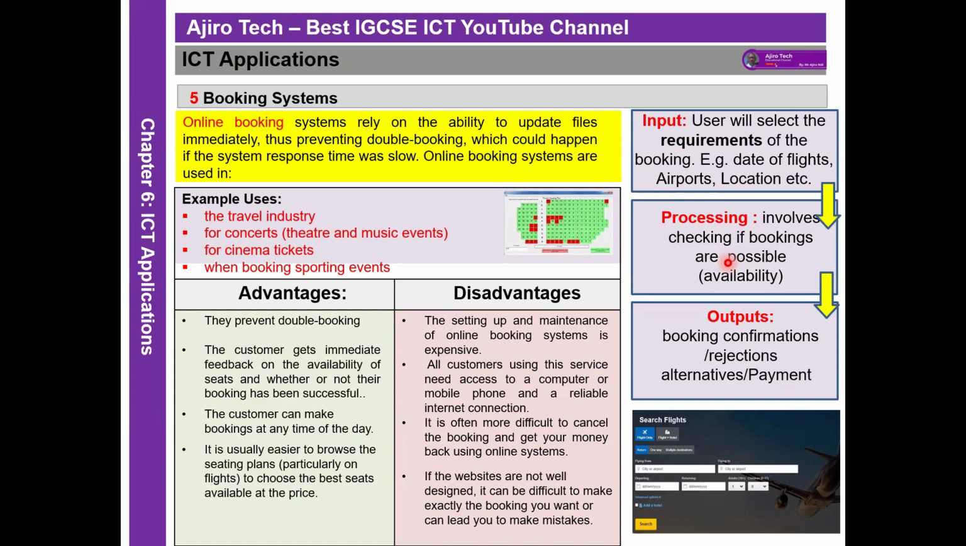So let's talk about the advantages, right there on your screen. For the advantages, it prevents double booking. Double booking means that two people book for the same thing. So it prevents it. If I booked that seat, nobody gets to book for it. Customers get immediate feedback of the availability of seats, whether it's travel, concert, cinema, or sporting.